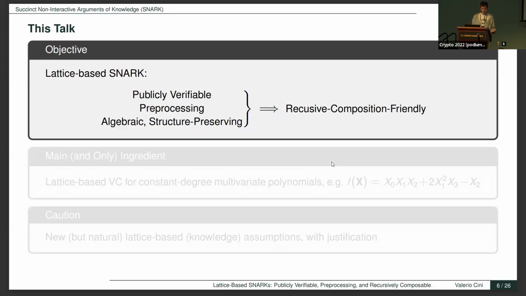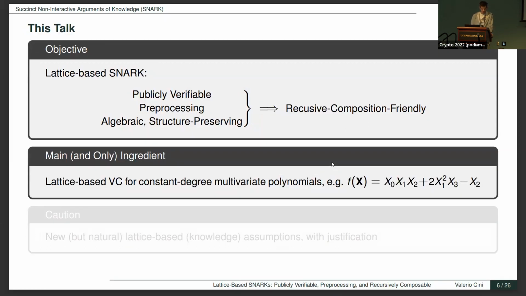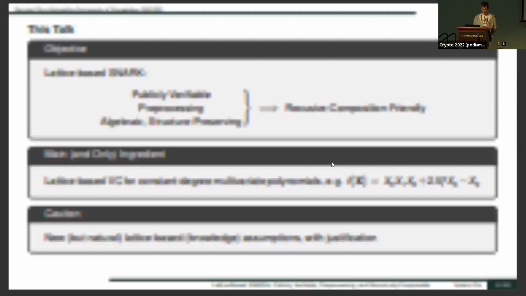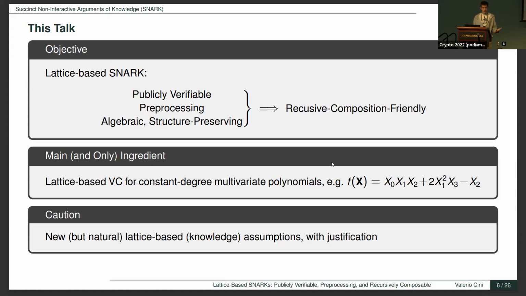So we construct a lattice-based SNARK which has all these properties, and therefore, as I said, is friendly to recursive composition. And surprisingly, the main and only ingredient to construct such a primitive is a lattice-based vector commitment, which supports opening to constant degree multivariate polynomials. And since this primitive is going to give us a SNARK, which is a very powerful primitive, with no surprise, we will have to introduce some new but natural lattice-based knowledge and non-knowledge assumptions.